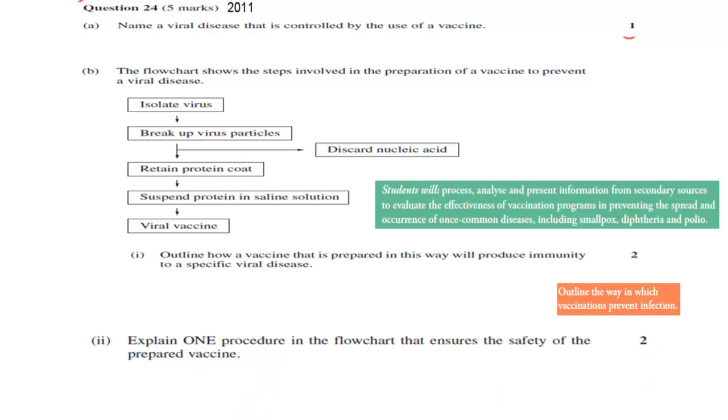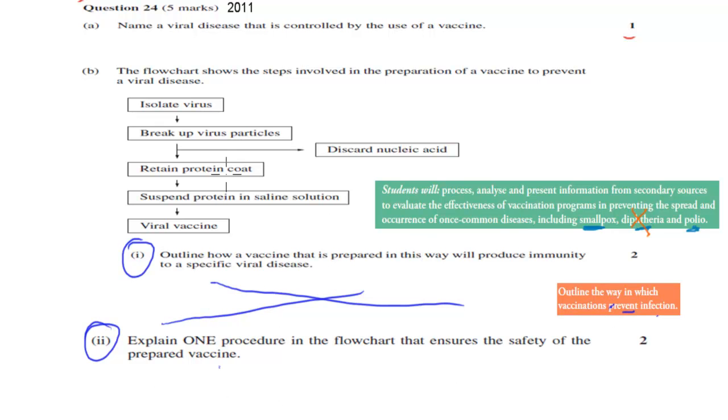Alright, where did that question come from? It came from these dot points. So the first one, A and B, they came from this one. It talks about the different types of vaccines that were produced that have to include smallpox, diphtheria, and polio. And remember, diphtheria is the only one here that is bacterial. The other 2 were viruses that were controlled. And outline the ways in which vaccinations prevent infections. That's this part, so we have to outline. And this second part as well is connected to that dot point. These both, 1 and 2, are connected to this one, and the first one, A, was connected to this one. I hope that was useful.